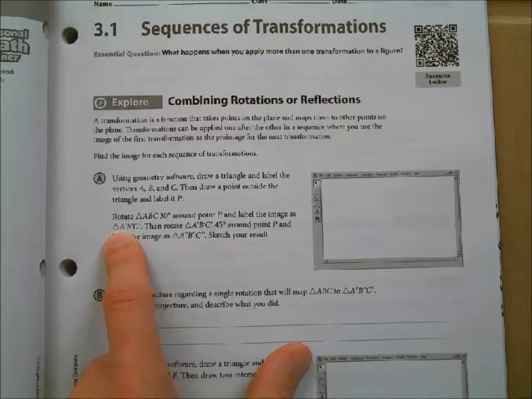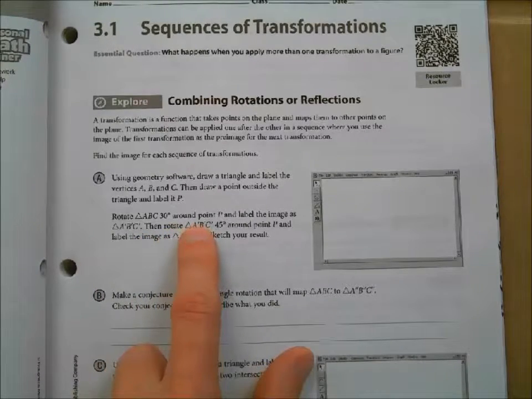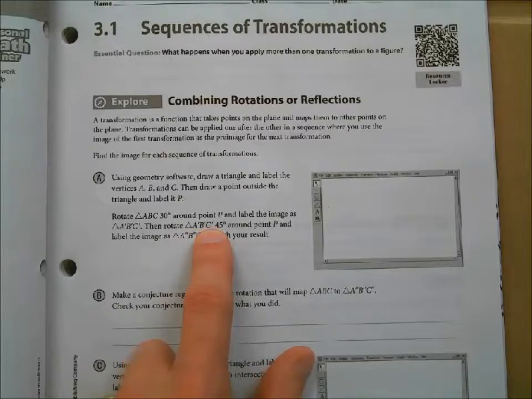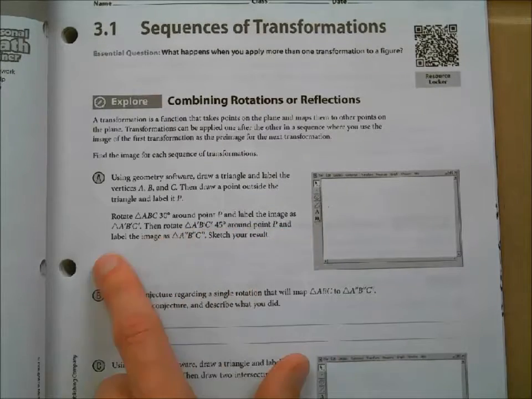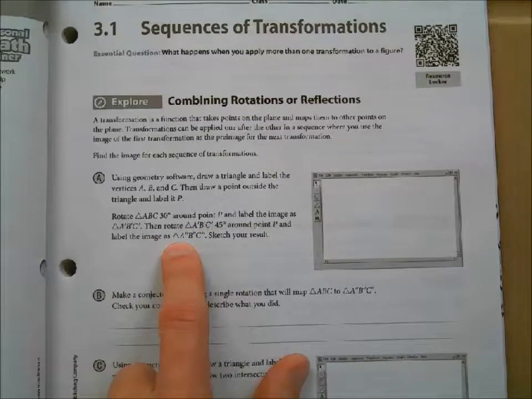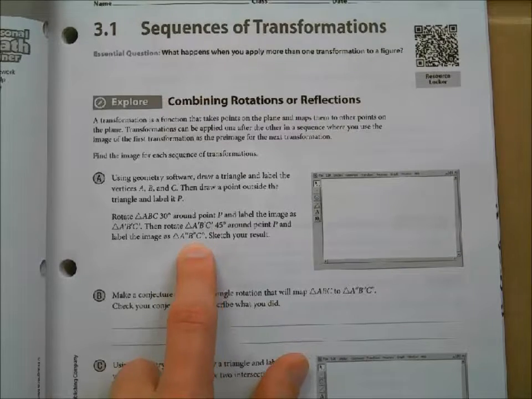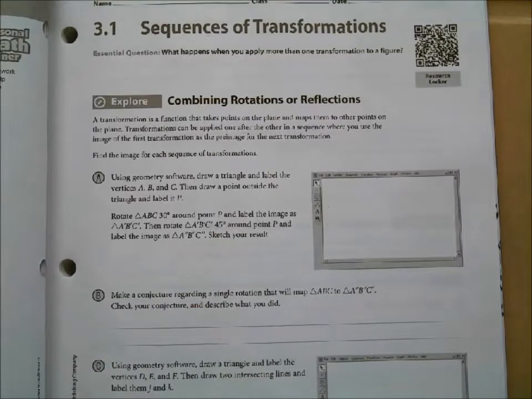Then it asks us to rotate triangle A prime, B prime, C prime 45 degrees around point P, and label that image as triangle A prime prime, B prime prime, C prime prime, because it is transformed twice, once from ABC to A prime, B prime, C prime, and then again, and sketch that result.